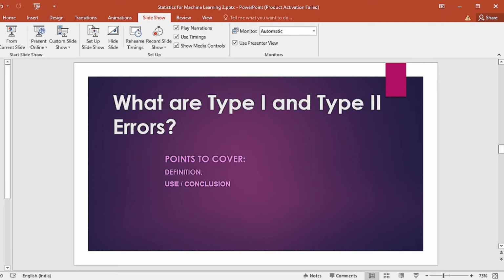Type 2 errors, also known as false negative, occur in statistical hypothesis testing when a null hypothesis that is actually false is not rejected. In other words, it's an error of failing to detect a significant effect or difference when one exists in reality.